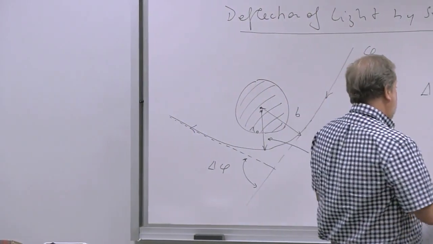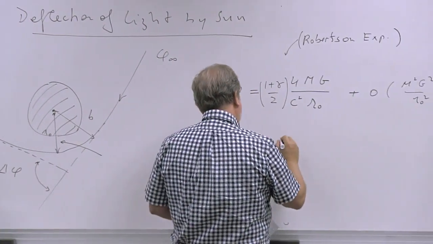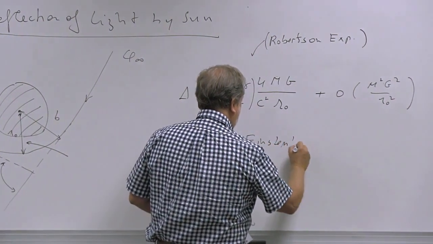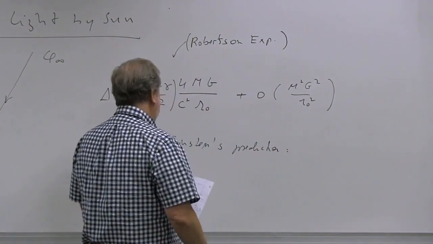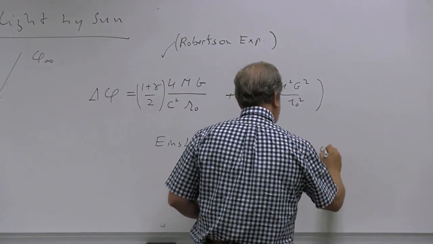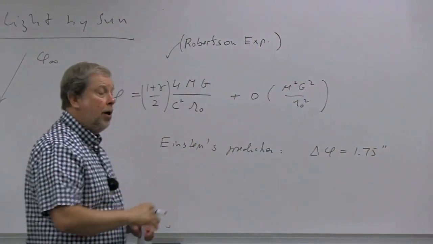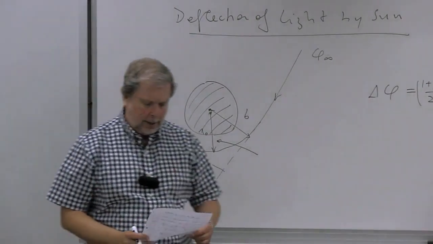In Einstein's theory, gamma is 1. So Einstein's prediction is that this deflection, delta phi, is 1.75 arc seconds for a light ray that passes right next to the surface of the sun.